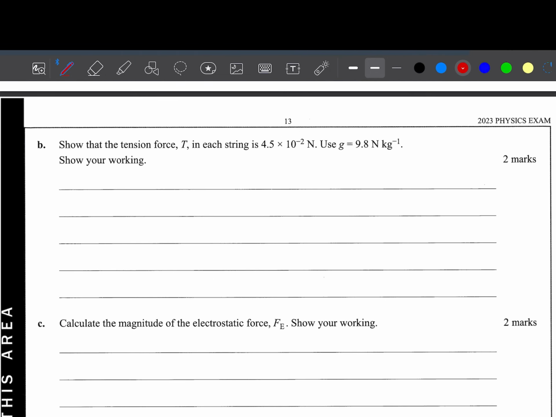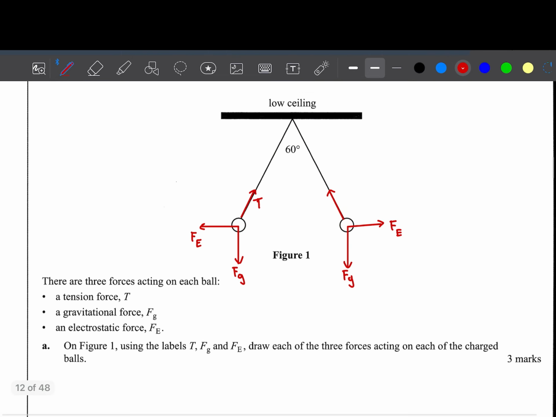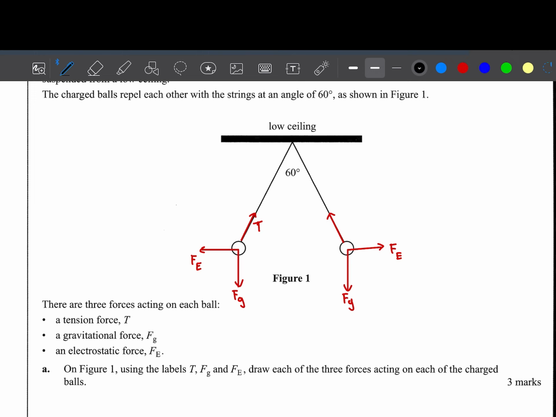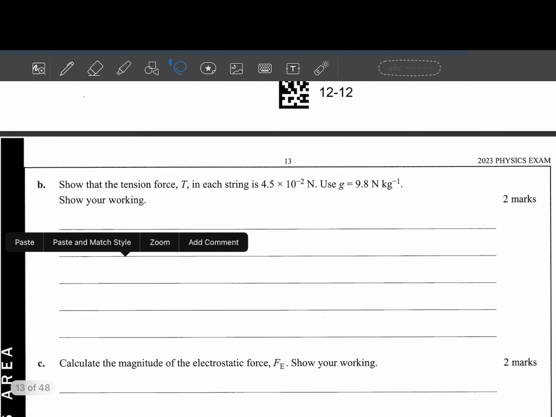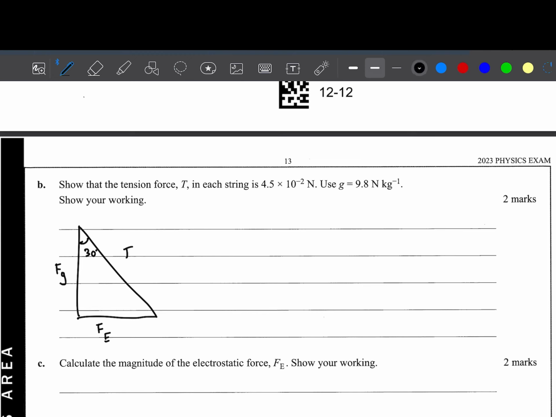Moving on, show that the tension force T in each string is 4.5 times 10 to the power of -2 newtons. Use g as 9.8. Now we can construct a triangle like so, where this is our tension, this is our Fe, and this is our Fg. Basically I've bisected the 60 degree angle into two, so this angle will be 30. And now we can use this triangle to calculate what we are asked to calculate.